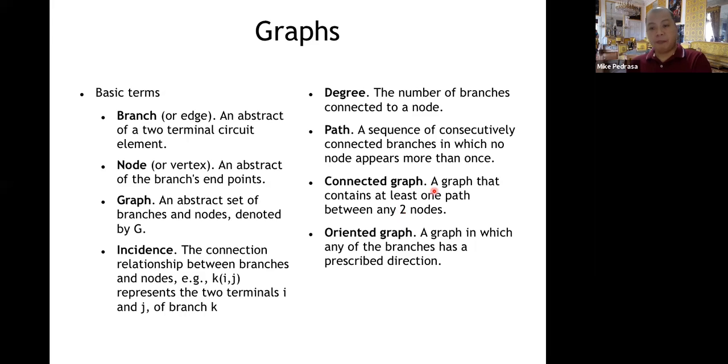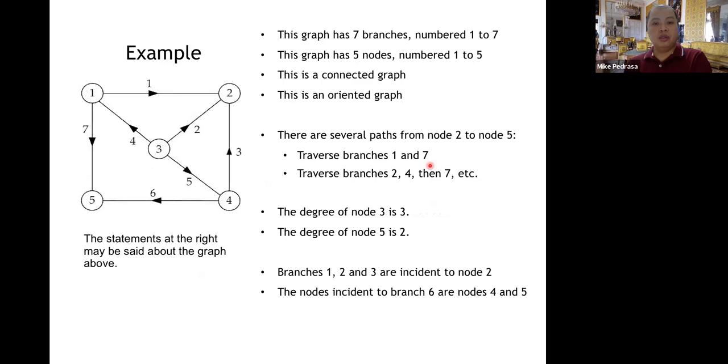Okay. So what is a path? A path is a sequence of consecutively connected branches in which no nodes appear more than once. Okay, so essentially, if we can go from any node to any other node, and there's a sequence of branches to get there, then it means that we have a connected graph. And this is an example of a connected graph. So what if there's a node here, okay, na walang connection to any one of them, then hindi na connected yung graph.